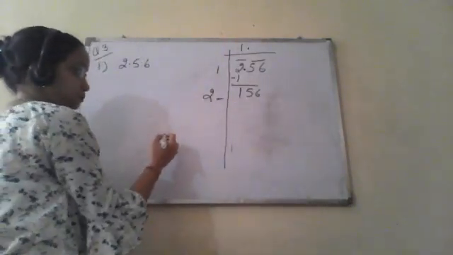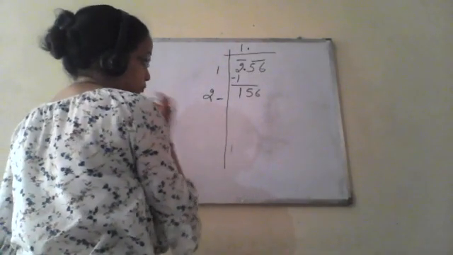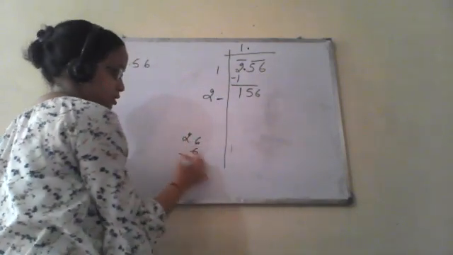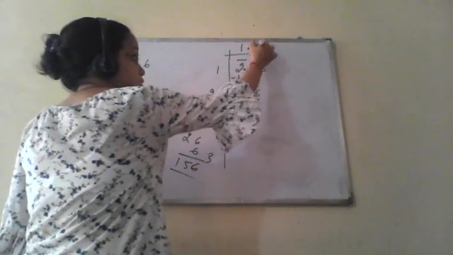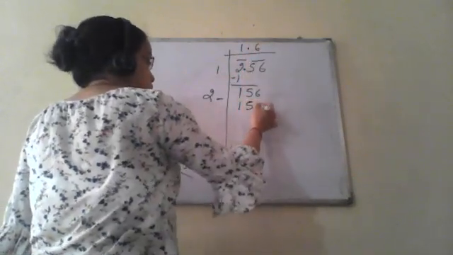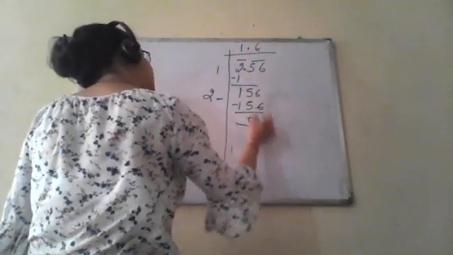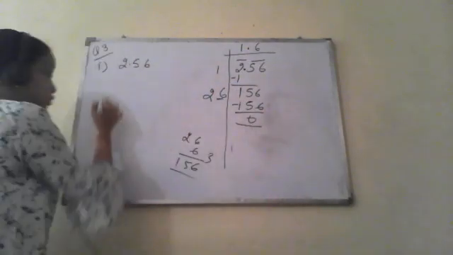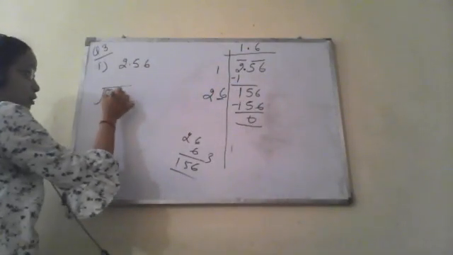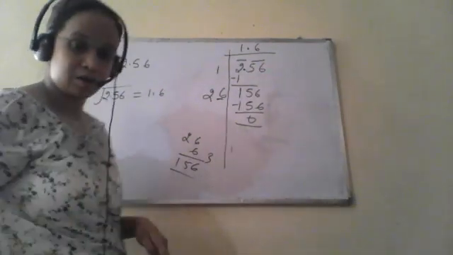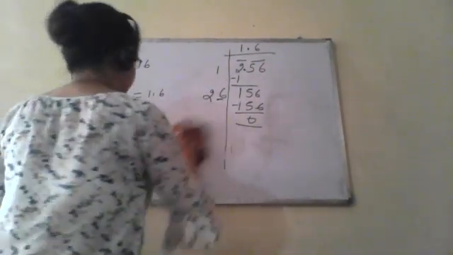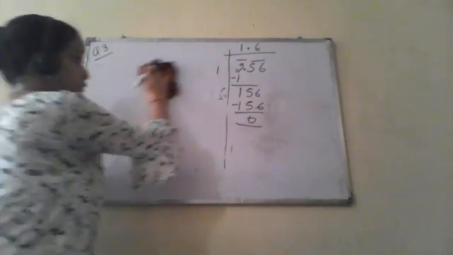So it can be 26. So it is 6. So we will write: the square root of 2.56 is 1.6. Okay. Next part.